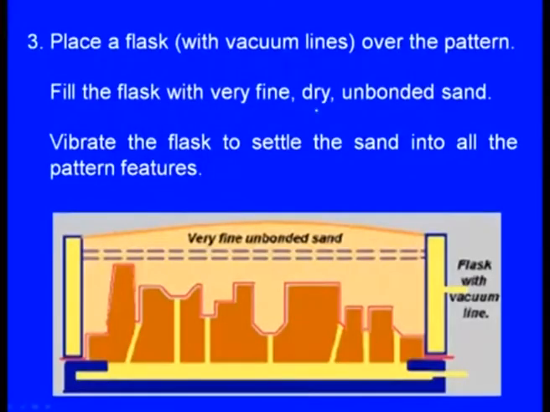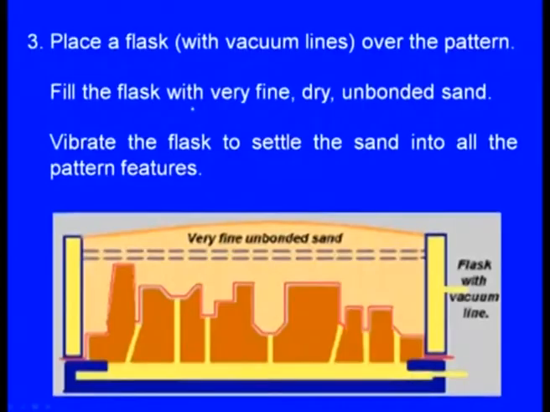Fill the flask with very fine dry unbonded sand. Now, we have to place the fine dry and unbonded sand inside this flask. There is no question of compaction as in the case of green sand molding. Vibrate the flask to settle the sand into all the pattern's features. It should be vibrated so that this fine and dry sand goes all around the details of the pattern.